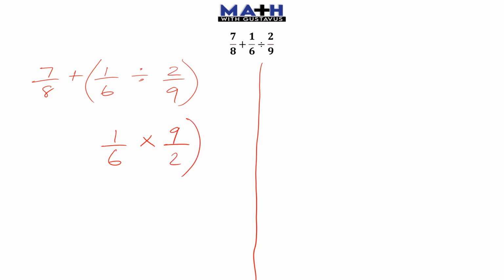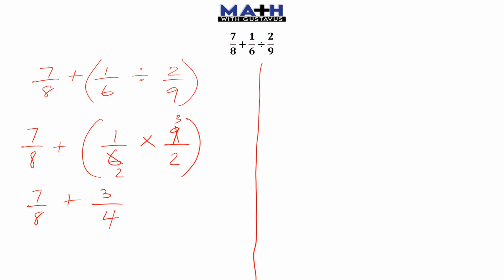So let's put that in parentheses, and then when we're finished working that, we're going to add it to 7 over 8. Now in bracket, we can reduce the fractions. We can divide the 6 and the 9 by 3. So 3 into 6 goes 2 times, and 3 into 9 goes 3 times. So we are left with, in the bracket, let's multiply the numerators. 1 times 3, that will give us 3. And then for the denominator, it is 2 times 2, which is equal to 4.